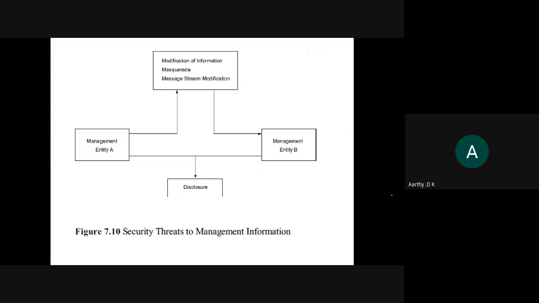This is how it is represented as a diagram. You have entity A and entity B, where A is the sender and B is the receiver. Modification of information, masquerade, and message stream modification will change the message. And disclosure is just that you are able to view the message, so nothing is tampered with in your message. So these are the major security threats that we have.